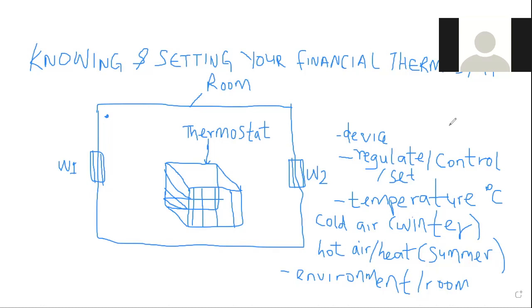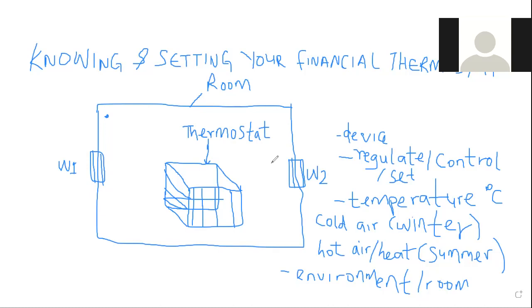Now, to start, I'm going to begin with an experiment, as you can see on the screen. This is a sketch of a room. Let's assume this is a room, and inside the room we have a thermostat, and we have two windows in the room, window one and window two.